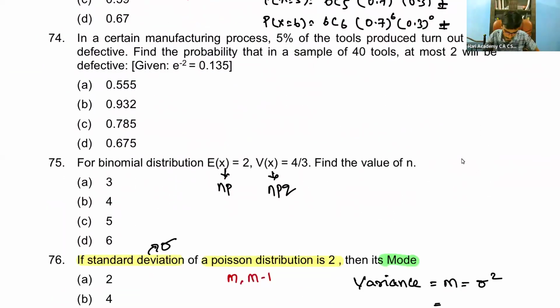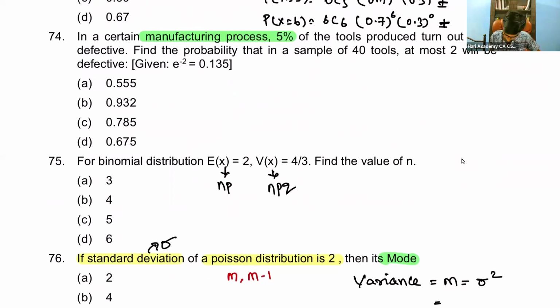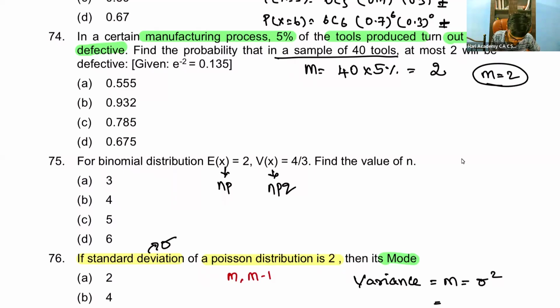In the manufacturing process, 0.5% of the tools produced turn out to be defective. Find the probability of sample tools is 40. From 40 tools, 5% is defective. What is this 5%? It is 2. 2 is defective. So m is going to be 2. My m value is going to be 2. What is the requirement of the question? At most 2 defective. Maximum 2 defective they are asking, that is 0 defective, 1 defective, and 2 defective.